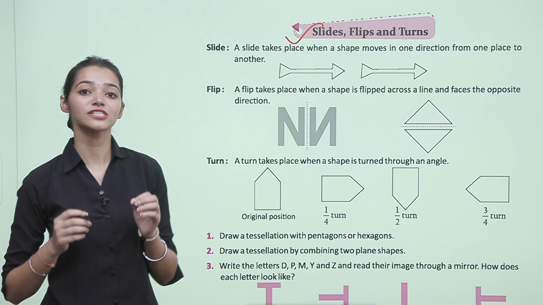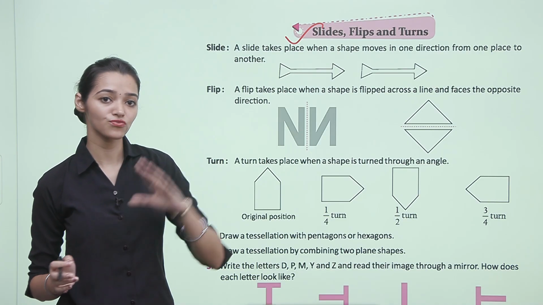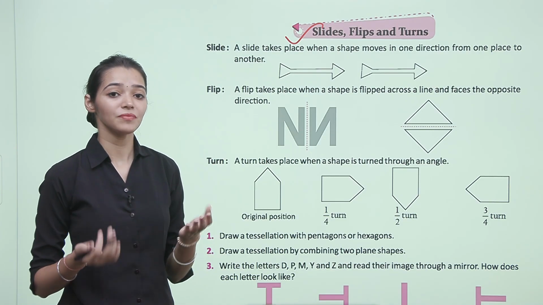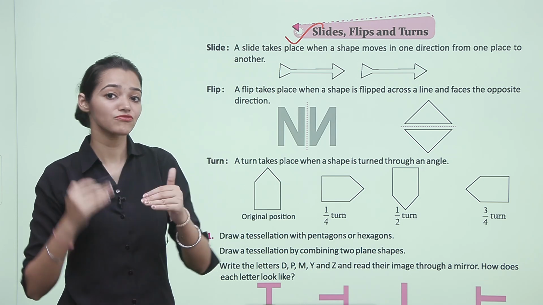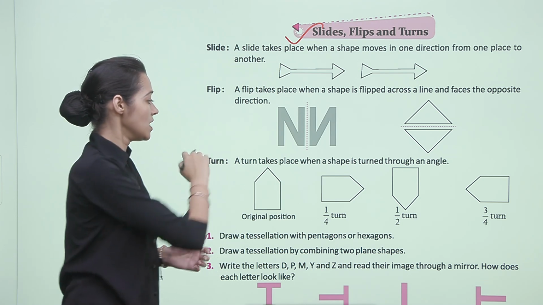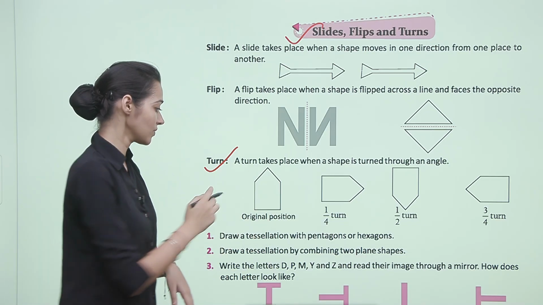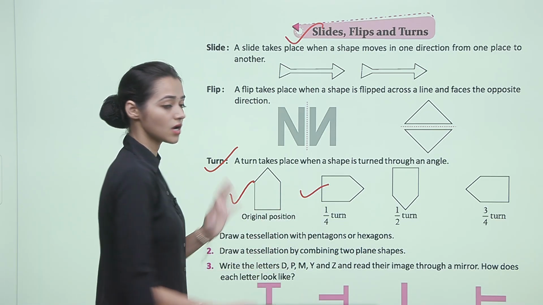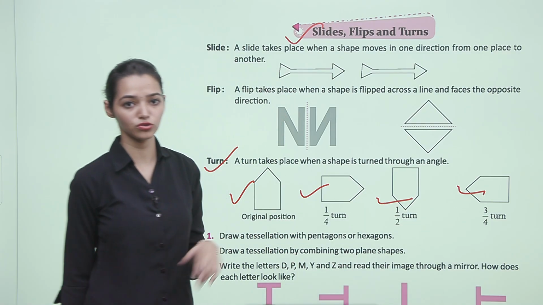Now let's start with slides, flips and turns. A slide takes place when a shape moves in one direction from one place to another. A flip takes place when a shape is flipped across a line and faces the opposite direction. Now next is our turn. A turn takes place when a shape is turned through an angle. Here is the original position, here is a quarter turn, then a half turn and then a 3/4 turn.